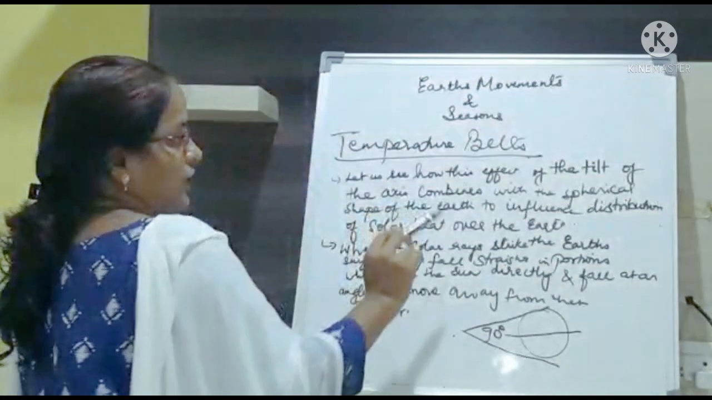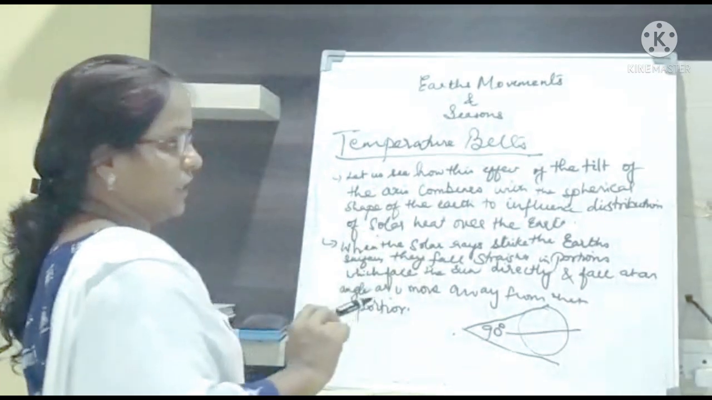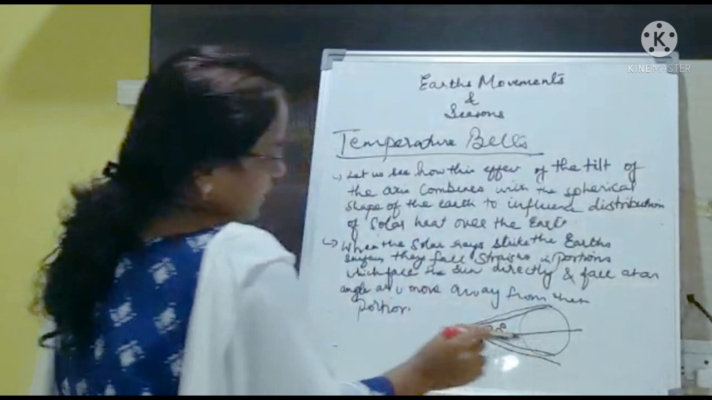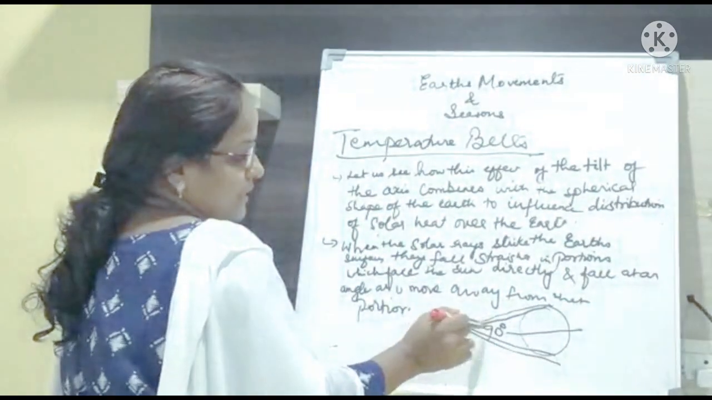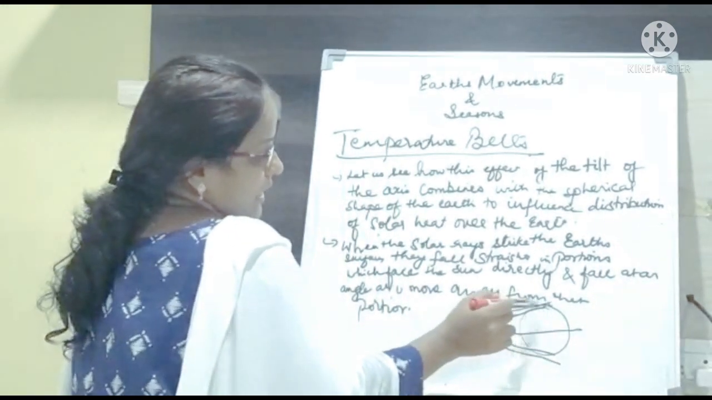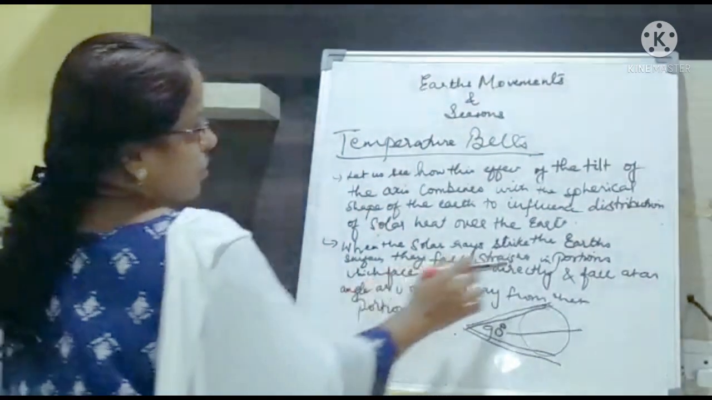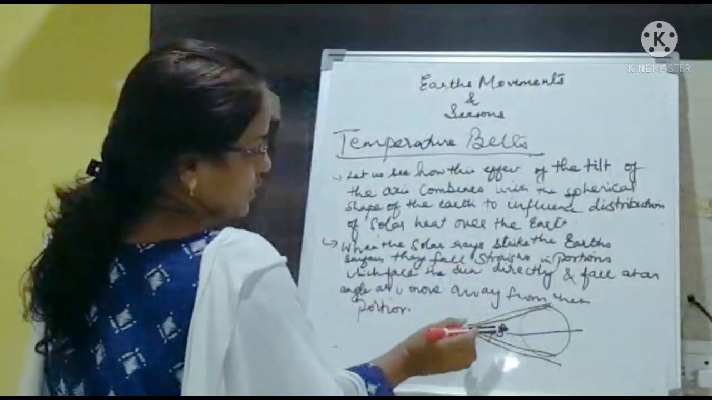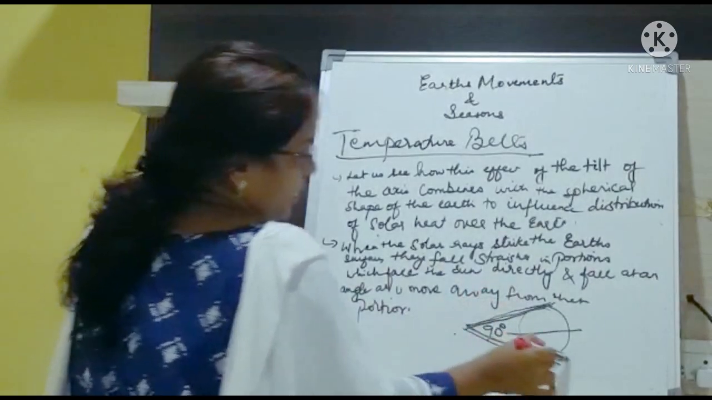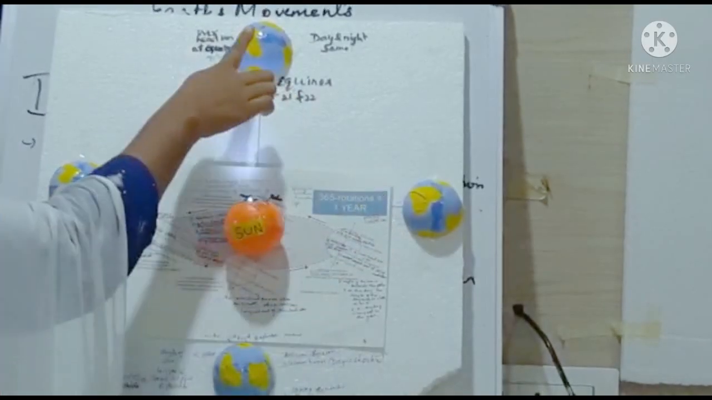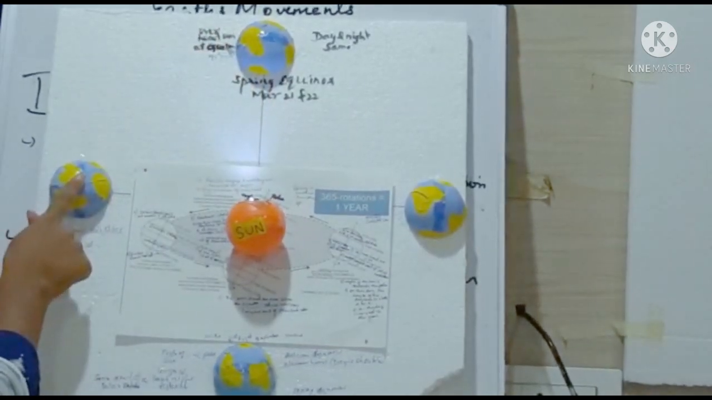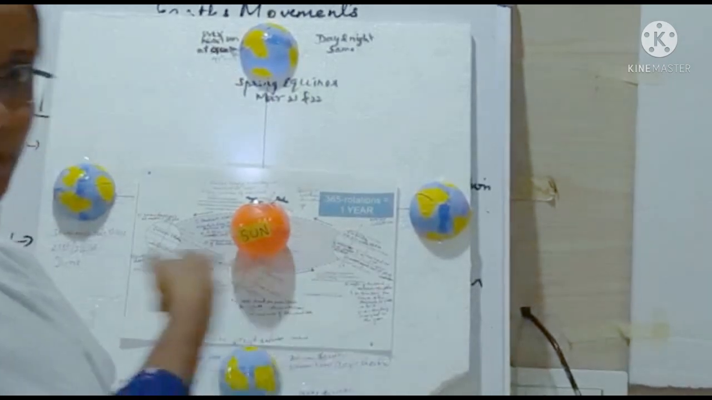Here the first point is the effect of the tilt of the earth because of its spherical shape, isn't it? We all know it is spherical. That is the reason why the overhead sun falls at 90 degrees on the equator and slantingly at the poles. When the solar rays strike the earth's surface, they fall straight in portions which face the sun directly, and slantingly towards the poles.